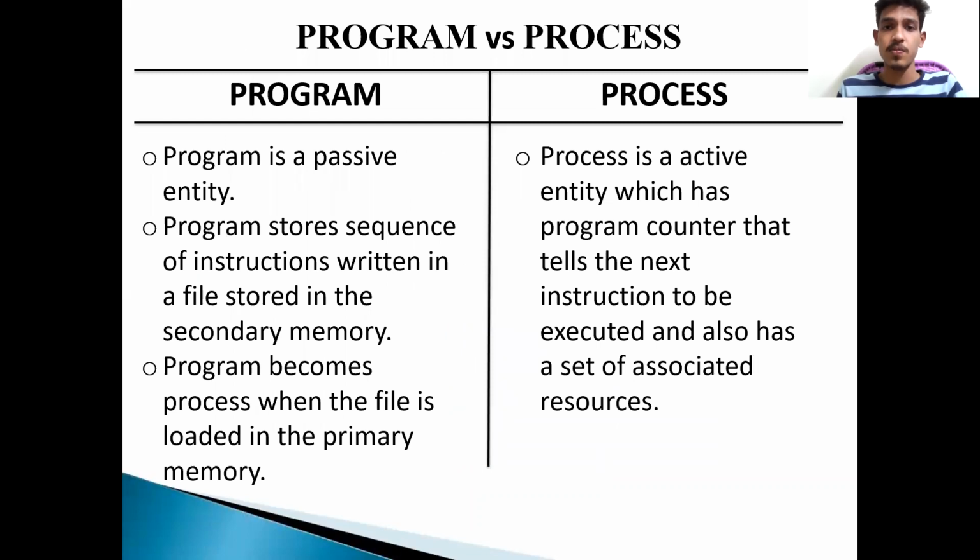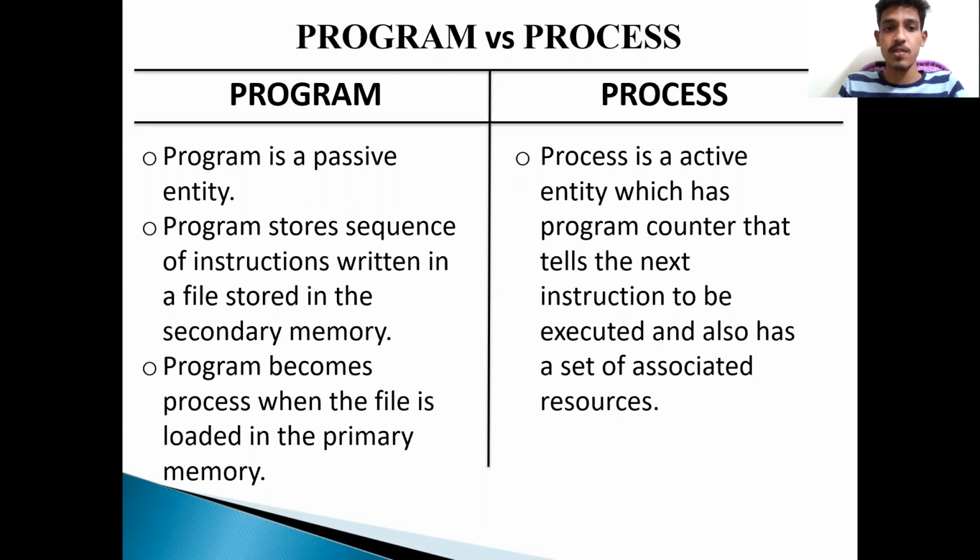Next, what is program and process? What is the difference? So here you can see program. Program is a passive entity. Process is an active entity which has a program counter that tells the next instruction to be executed and also has a set of associated resources. Program is just a passive entity which doesn't run itself. But process is a program which is under execution, and it will execute the code by taking the CPU time. Then we call it as a process.